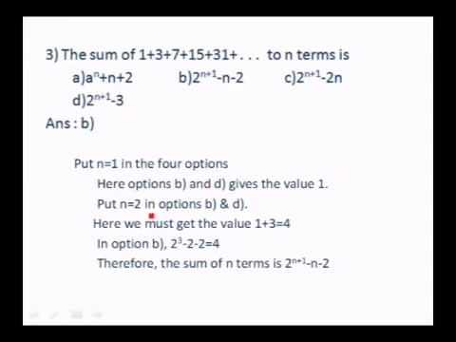n equals 2 ಹಾಕಿದರೆ ಆಪ್ಷನ್ಸ್ ಬಿ ಆ್ಯಂಡ್ ಡಿ, here we must get the value 1 plus 3, 4. ಸೊ ಇನ್ ಆಪ್ಷನ್ ಬಿ you get 2 cube minus 2 minus 2, ಅಂದರೆ 4 ಬರುತ್ತೆ. So the sum is option B, 2 to the power of n plus 1 minus n minus 2. ಇದ್ರೊಳಗೆ ಮಾತ್ರ ನೀವು n is equal to 2 ಹಾಕಿದಾಗ 2 to the power of 3 minus 2 minus 2, 4 ಬರುತ್ತೆ. ಸೊ ಇಲ್ಲೂ ನೀವು ಇವೆರಡನ್ನು ಆ್ಯಡ್ ಮಾಡಿದರೆ first and second term 4 ಬರುತ್ತೆ. 1 plus 3 is also 4. Therefore the answer is B.